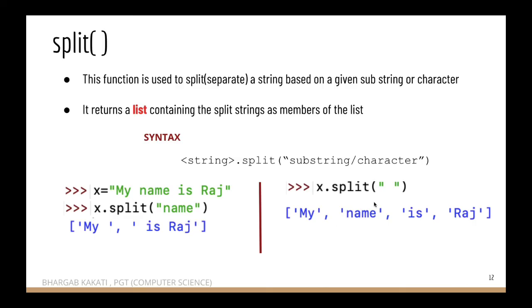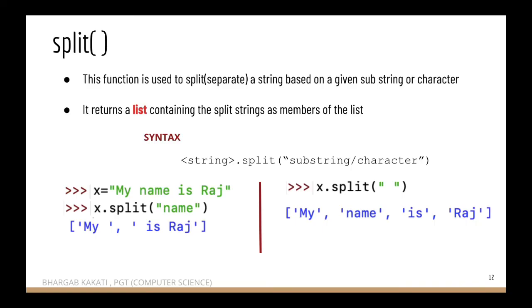Then we have name, so name is the second element. Then we have a separator, so that separator is there. Then we have is, so is there. Then we have a separator, so it's gone. So then we have Raj, so Raj is the next element. So it will separate the entire string wherever you give the substring or the separator character.